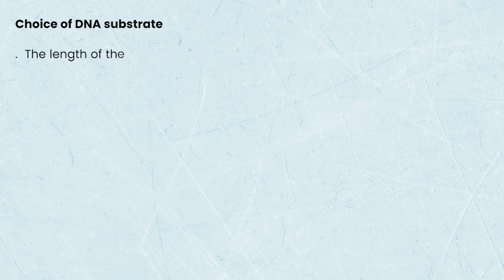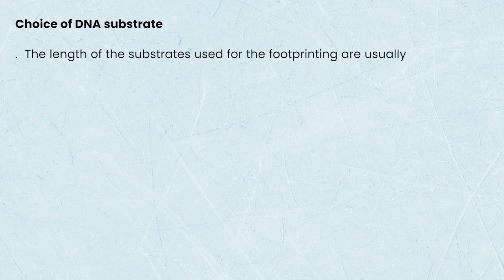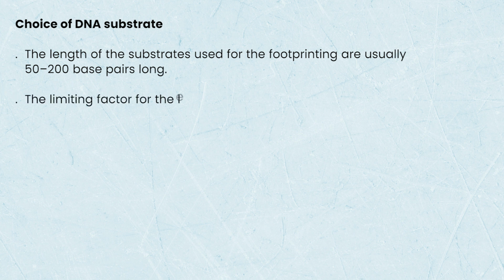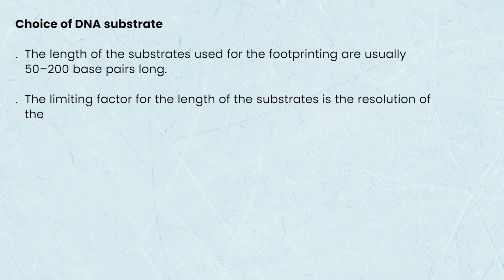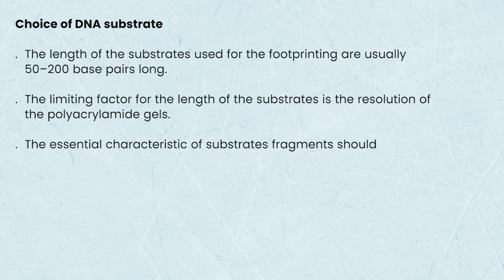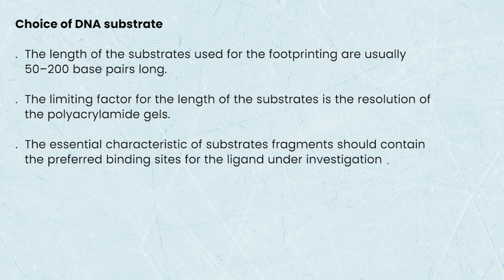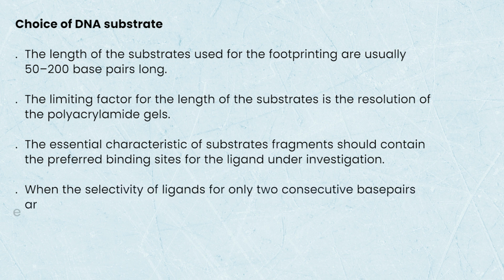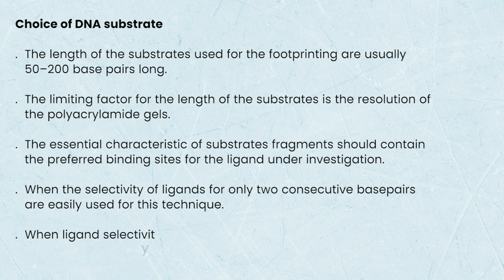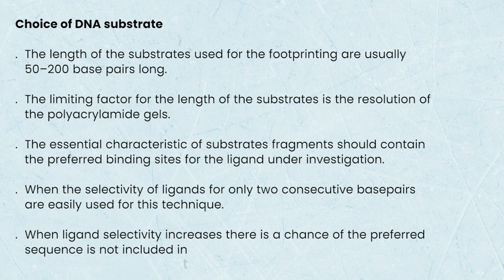The length of the substrate used for footprinting is usually 50 to 200 base pairs long. The limiting factor for the length of the substrate is the resolution of the polyacrylamide gels. The essential characteristic is that the substrate fragment should contain the preferred binding sites for the ligand under investigation. Ligands with selectivity for only 2 consecutive base pairs are easily used for this technique. When ligand selectivity increases, there is a chance that the preferred sequence is not included in the fragment.